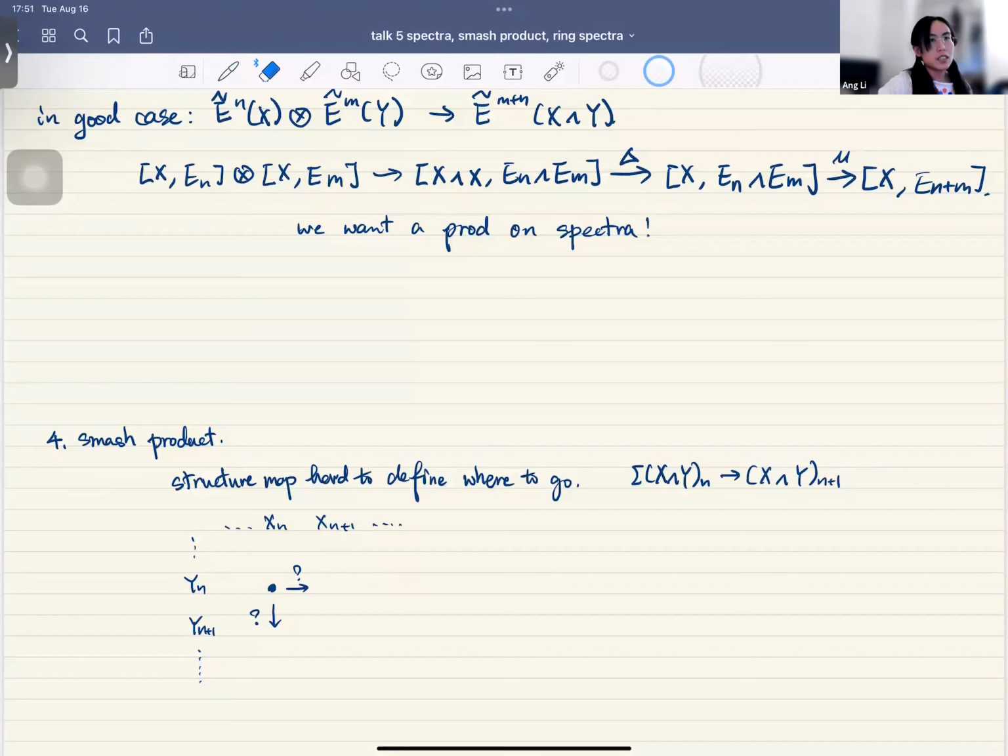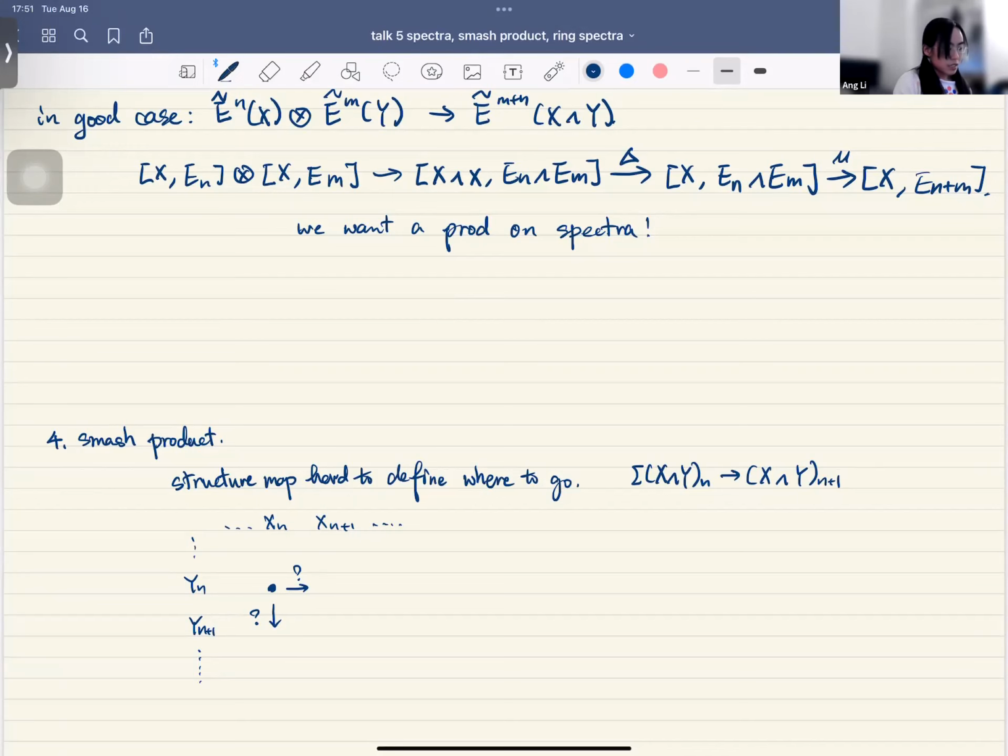For spaces, the smash product is defined to be the Cartesian product quotiented out by the one-point union, the wedge. And then we also define the smash product between a space and a spectrum, that is, you just smash with the space at every level. But what's the abstraction if we want to define the smash product between spectra? Well, I drew the diagram because I'm lazy.